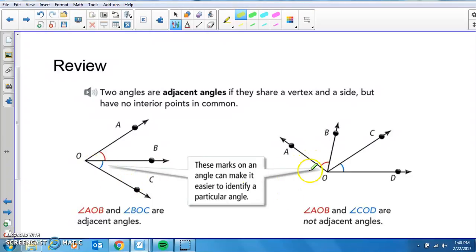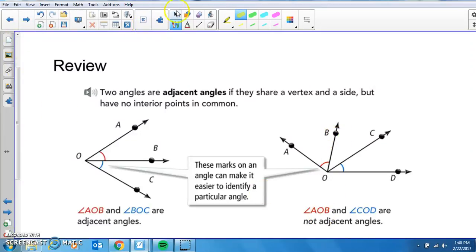These marks, as it says right here on an angle, make it easier to identify particular angles. So I have a red mark here and I have a blue mark. So is angle AOB adjacent to COD? Okay, do they share a common vertex? They do. But do they share a common side? They do not. So they are not adjacent.